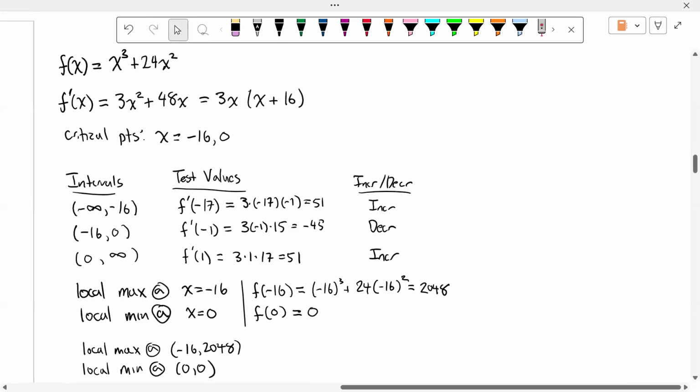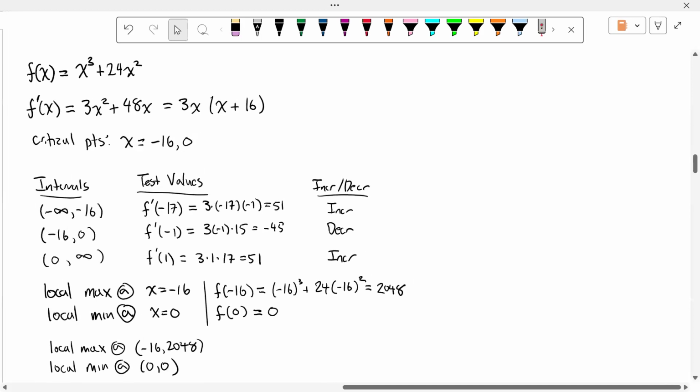Well, I've done the first part. I figured out there's a local max at -16, and its y-coordinate is 2048. Computer science majors, you can do this by putting everything in binary. Everything is a power of 2 there, 2 to the 11. Yeah, Avery, you can do it that way, 2 to the 11. And there's a local min at 0 and its y-coordinate is 0. So there's that. Okay, now I just gotta do it for the second derivative.